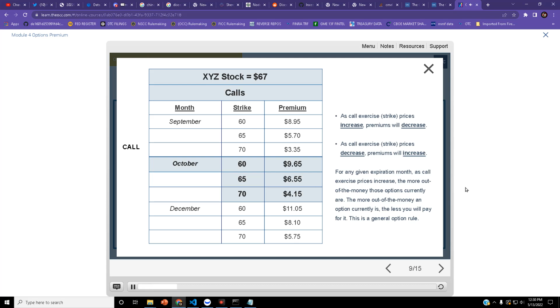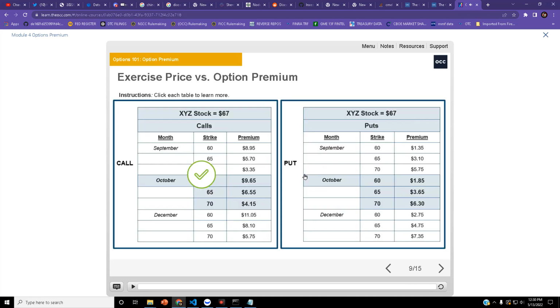You can clearly see that as the strike price within a specific maturity increases above the share price of $67, the premiums get cheaper. This is because the options are moving further out of the money in relation to the share prices. So, as call strike prices increase, option premiums decrease. And as call strike prices decrease and move closer to or further in the money, option premiums increase.